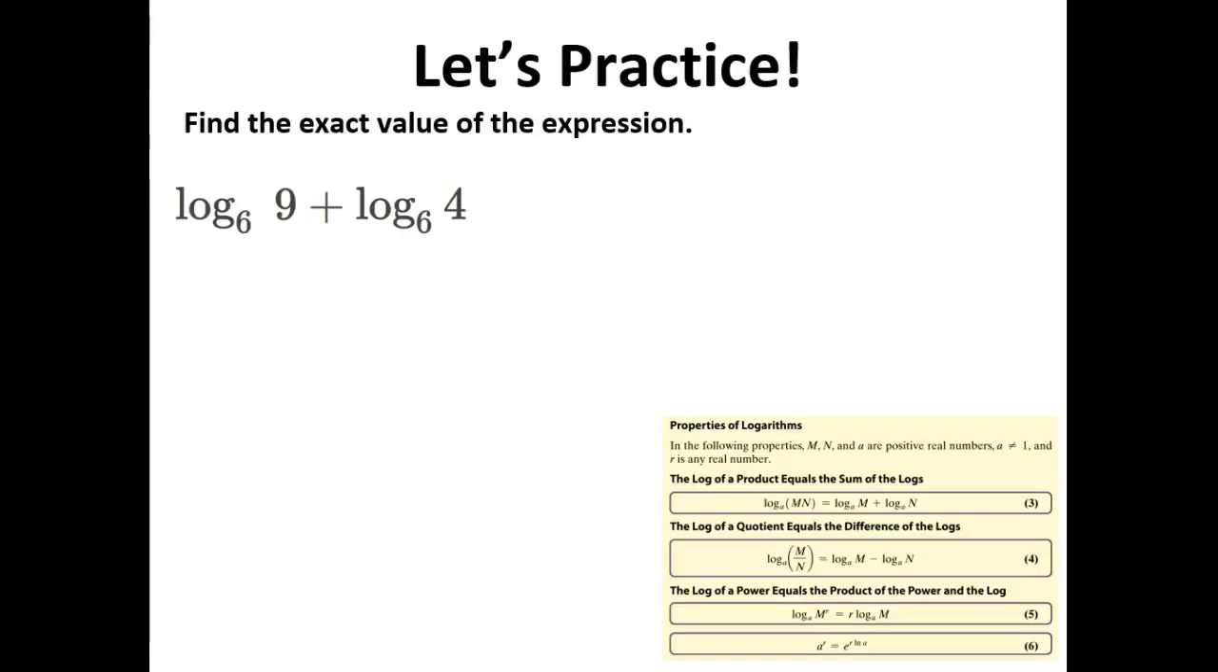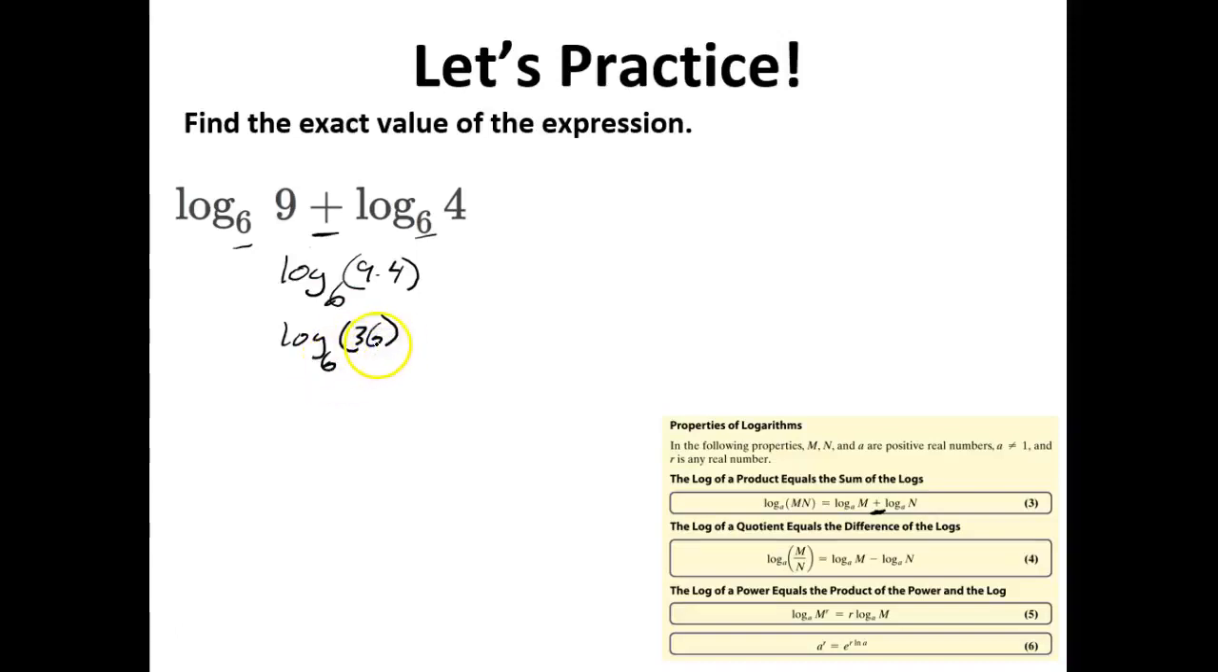Here we have something where it says find the exact value of the expression. How we're going to do this is using some of these properties of the logarithm. The property in this case, I see a plus between them, so the property I want to use is the sum of the logs right there. I'm going to go backwards from having two separate logs getting added together to having one log. I can do that because they have the same base, base 6, of 9 times 4. Log base 6 of 9 times 4 is log of 36.